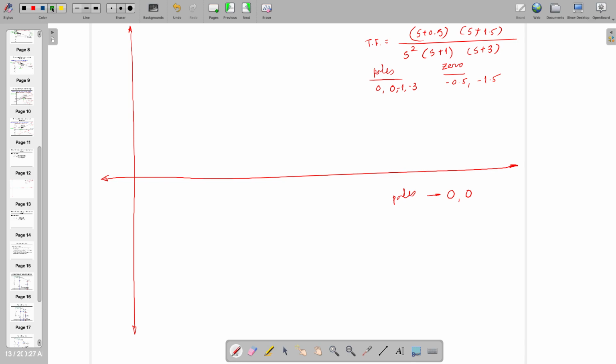Thereafter, there is a zero which is at minus 0.5. Thereafter, there is a pole which is at minus 1. Thereafter, there is a pole which is at minus 1.5, and there is a 0 at minus 3. Is there any mistake? It's reverse.